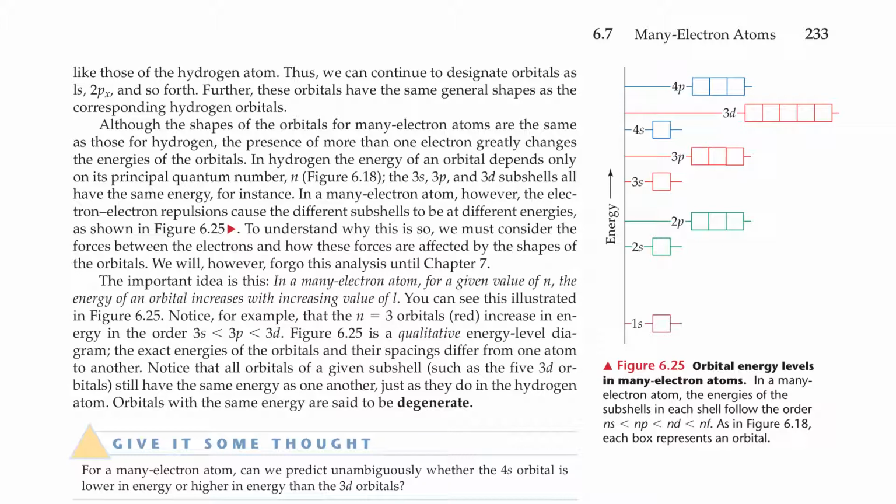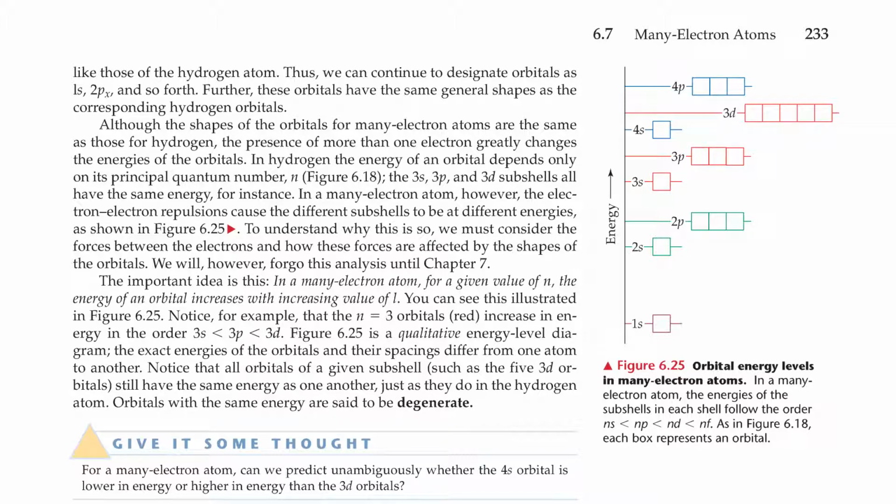In a many-electron atom, the energies of the subshells in each shell follow the order ns, np, nd, nf. As in Figure 6.18, each box represents an orbital. To understand why this is so, we must consider the forces between the electrons and how these forces are affected by the shapes of the orbitals. We will, however, forgo this analysis until Chapter 7. The important idea is this: in a many-electron atom, for any given value of n, the energy of an orbital increases with increasing value of l. You see this illustrated in Figure 6.25.